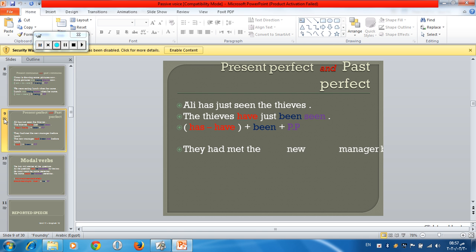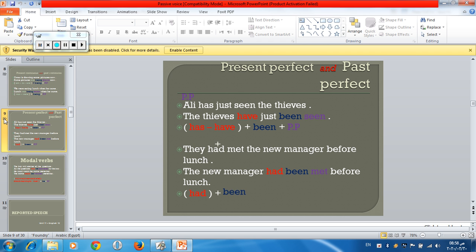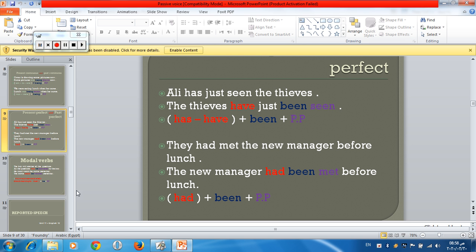They had met the new manager before lunch. Change it into passive. Yes, excellent. Start with the new manager. This is the direct object. The new manager had been met before lunch. Excellent. So the rule is the same idea as has or have, but here we use had: had plus been plus the past participle of the verb. So these are the perfect tenses.